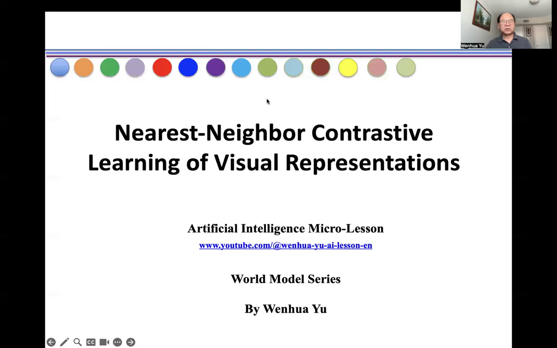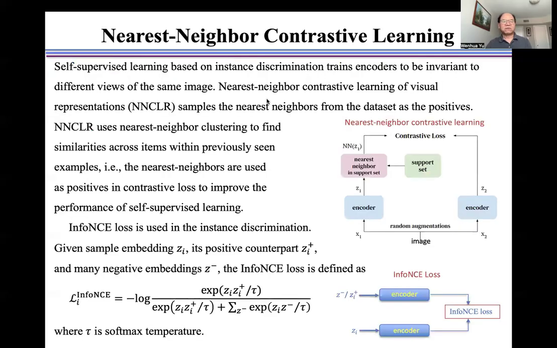In this video, I introduce Nearest Neighbor Contrastive Learning of Visual Representations. Self-supervised learning based on instance discrimination trains encoders to be invariant to different views of the same image. Nearest Neighbor Contrastive Learning of Visual Representations samples the nearest neighbors from the dataset as the positives.